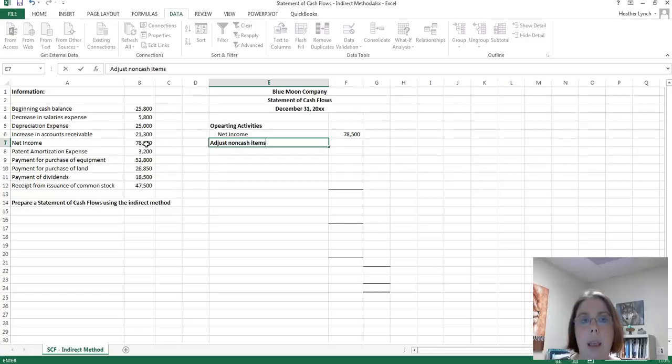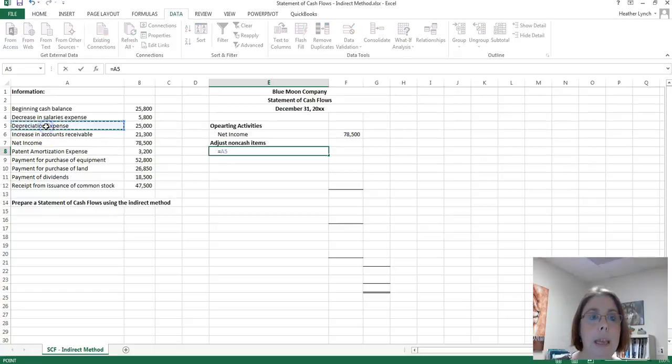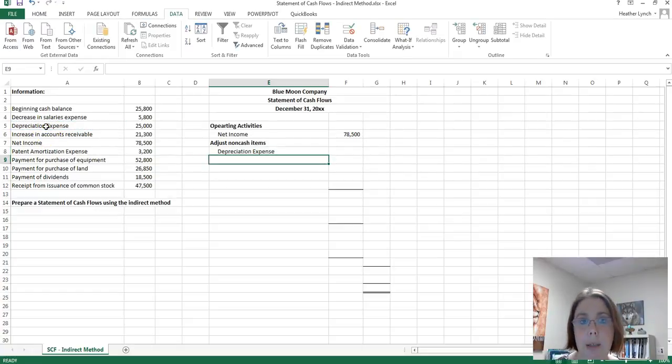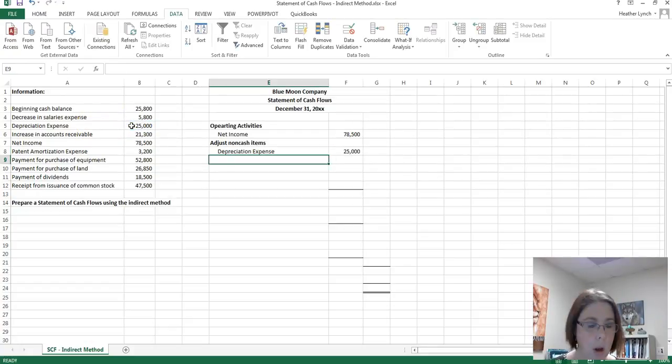And what I mean by non-cash items are those items that were on your income statement and decreased your net income, but weren't cash. Our first example of this is depreciation expense. Depreciation expense reduces your net income, but it's not an actual cash amount. So that is $25,000.